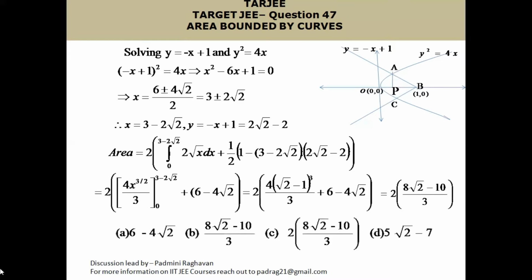Therefore, the area bound between y² = 4x and |y| = -x + 1 is nothing but 2 times (8√2 - 10)/3, which is option C.